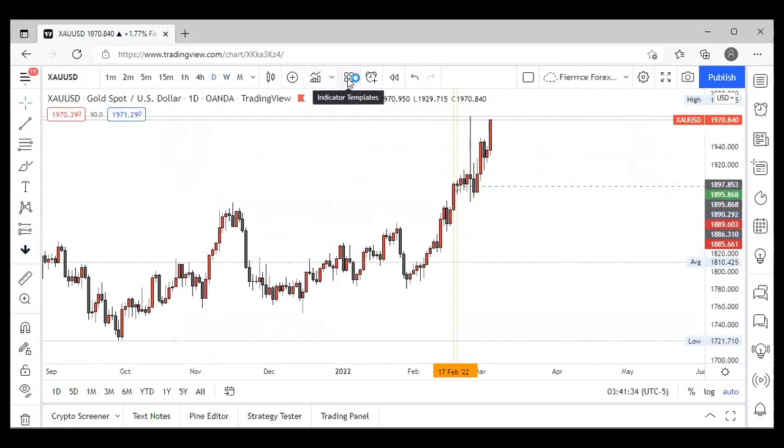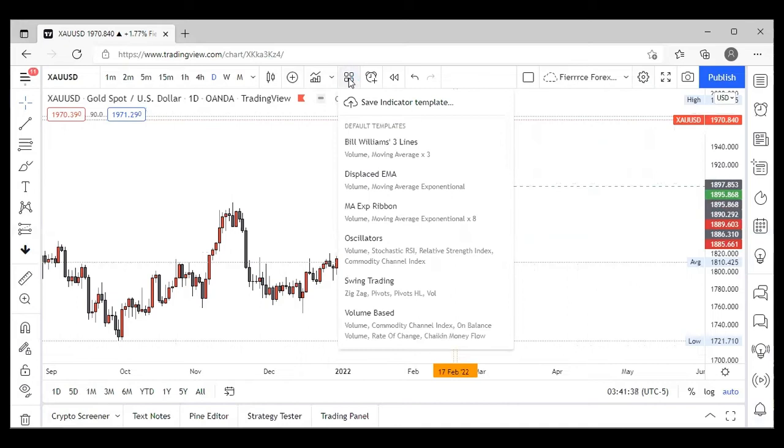Now, the next tab here allows you to save your indicator templates. That's if you're using indicators. So if you have an indicator you're using, instead of always searching for it again, simply save it, and then you'll be able to just find it here anytime you want to use it.